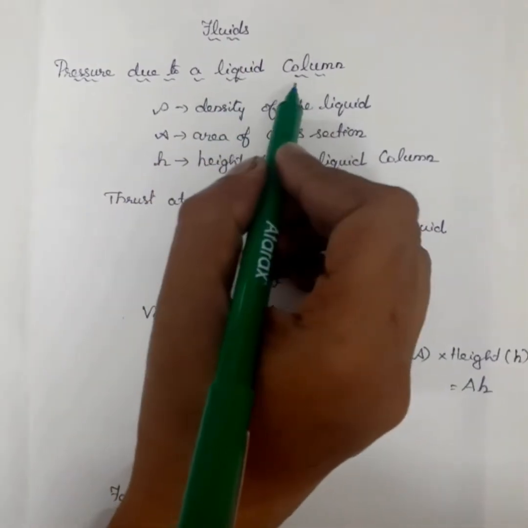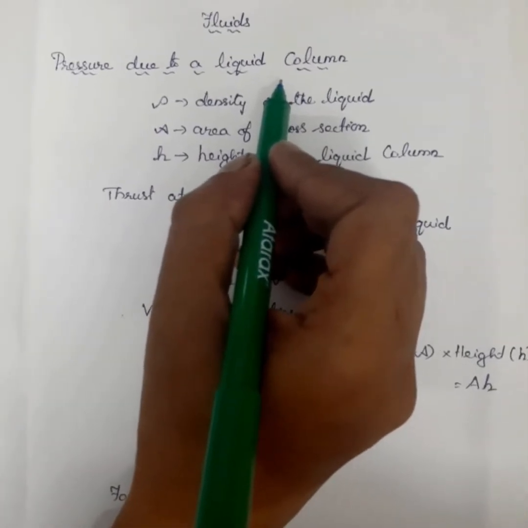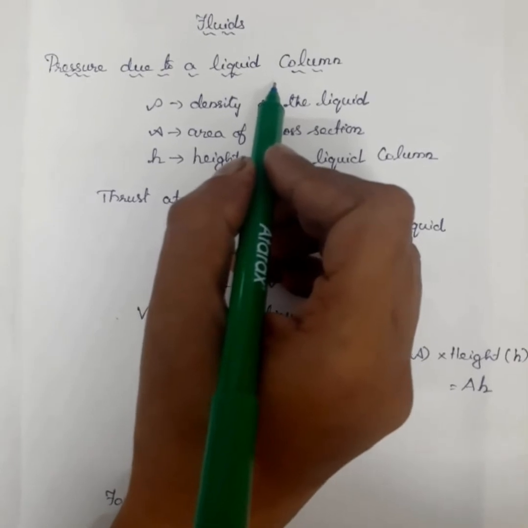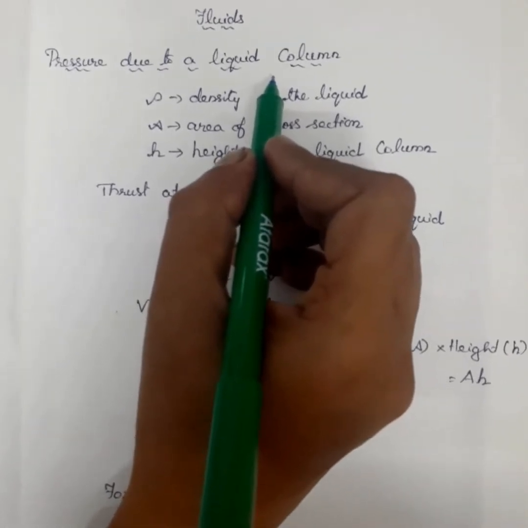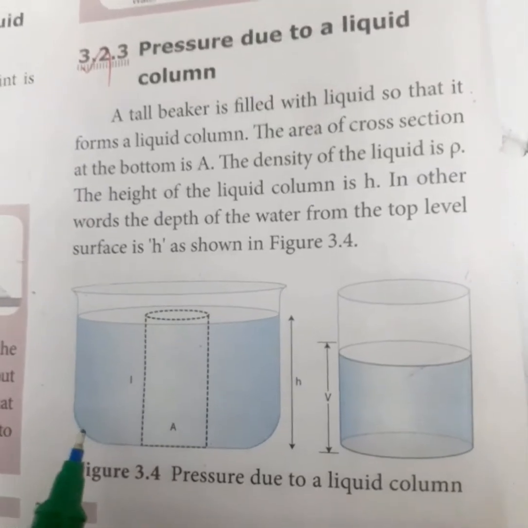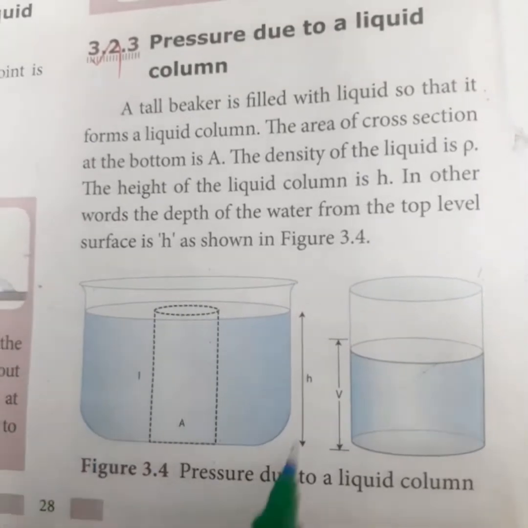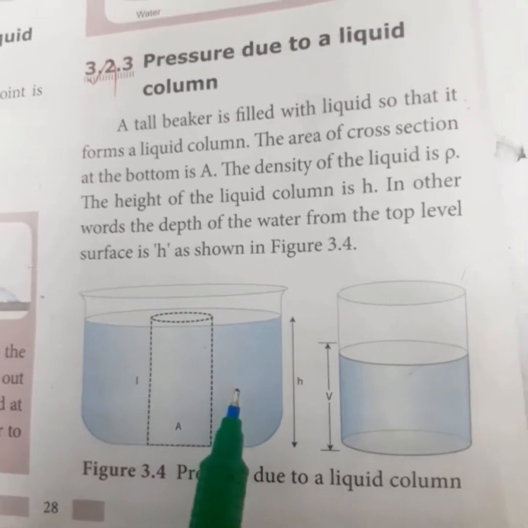What is a liquid column? A tall beaker is filled with a liquid so that it forms a liquid column. Now you take a tall beaker. It is filled with a liquid so that it forms a liquid column.